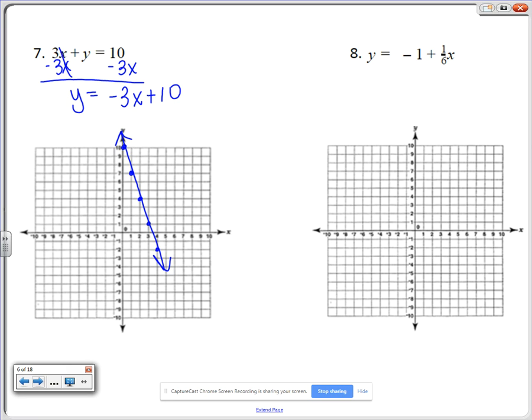Oh, number 8's not too bad. The y is by itself in number 8, right? It's just backwards. So how are you going to rewrite it?